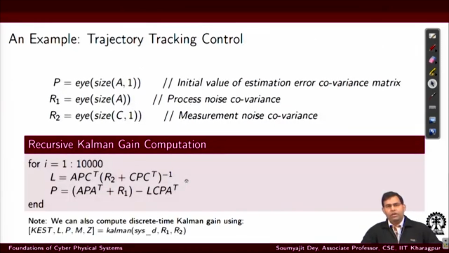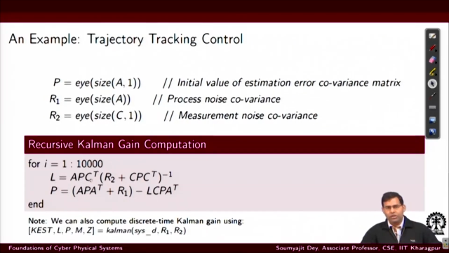Now, you will need to create this Kalman filter. So, if you see, you can generate an initial estimate of the error covariance. Again, you can have an initial value of P, which you can create using this eig function of MATLAB again, and you can create this process noise covariance, the R1 and R2, the noise covariance values again, and then you can do a recursive Kalman gain computation. So, you can write this MATLAB code.